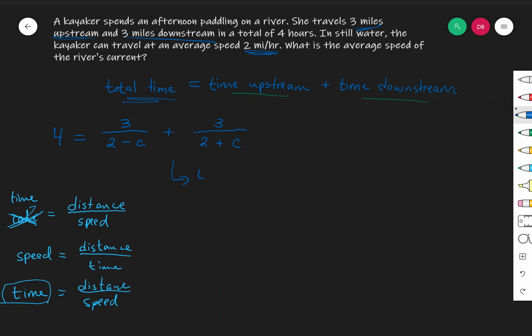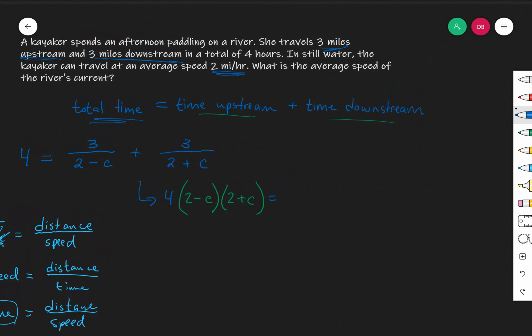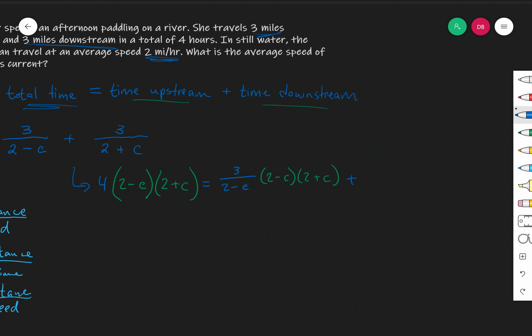So I'm going to take 4, and I'm going to multiply it by 2 minus c and 2 plus c, because those are both denominators. I'm going to end up running out of room if I don't write smaller. I can give myself a little more room, I suppose. Okay, and that's equal to 3 over 2 minus c, and I'm also going to multiply that by 2 minus c, 2 plus c. And then I'm adding 3 over 2 plus c and multiplying 2 minus c, 2 plus c.